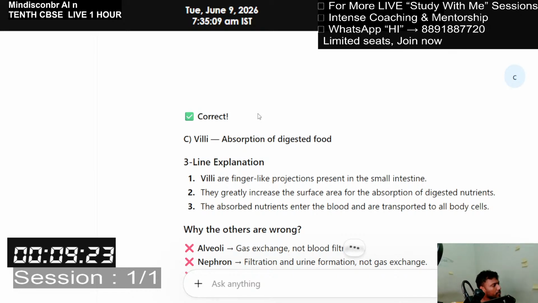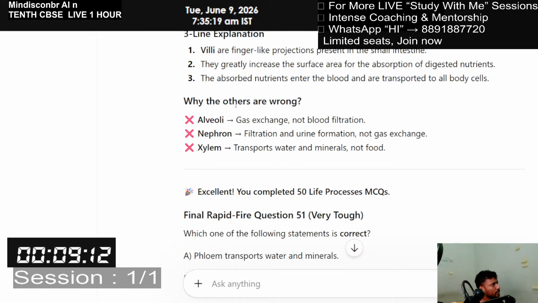Villi are finger-like portions present in the small intestine. They greatly increase the surface area for the absorption of digested nutrients. The absorbed nutrients enter the blood and are transported to all body cells.